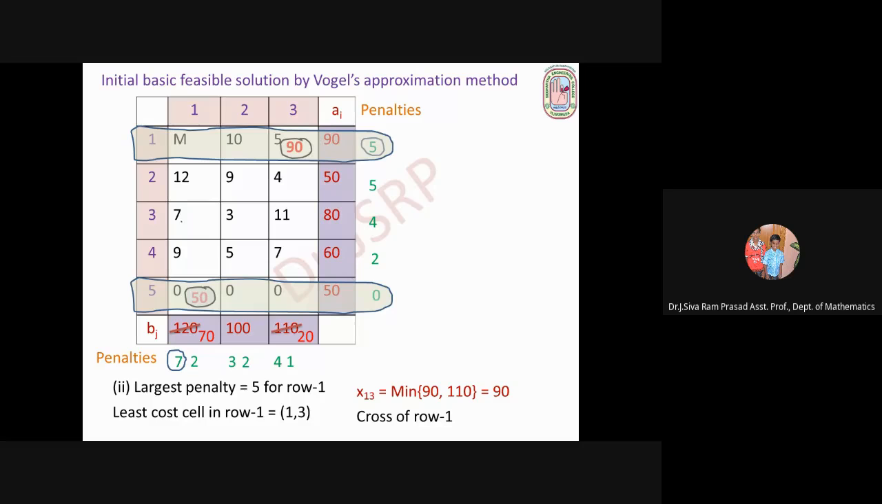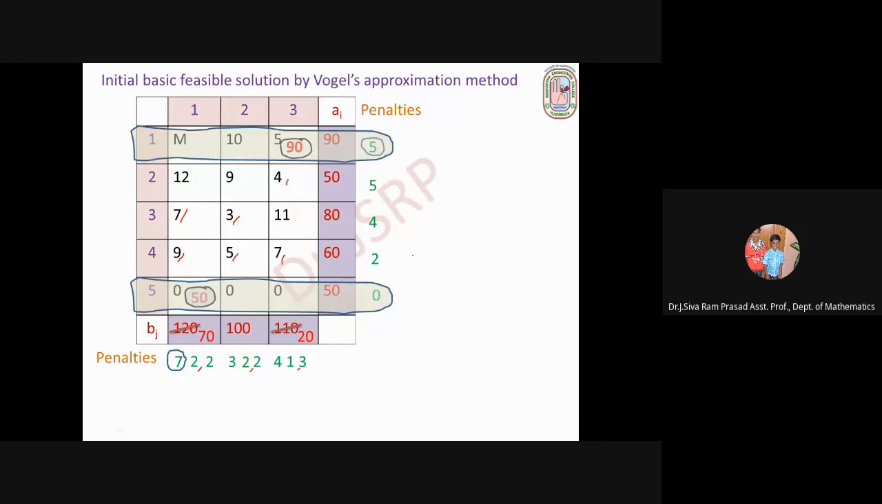So first column difference, least cost 7, next least 9. So the difference is the same, 2. Second column, least cost 3, next least 5. Difference the same, 2. Third column, least cost 4, next least cost 7. So the difference is 3. And row differences remain the same. Okay, right. Consider the largest penalty. So the largest penalty is 5 again. So the largest penalty is 5 for row 2.